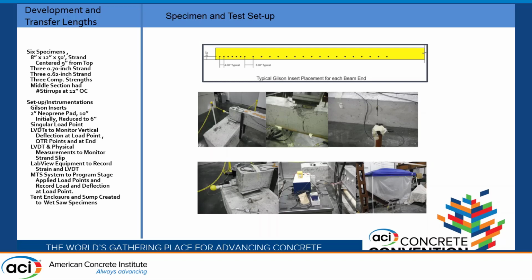50-foot, 8-inch by 12-inch pre-stressed beams. We had six of them. Three of them had the 0.7 strand in it, and three of them had the 0.62, 330 KSI strand in it. We pre-stressed these, and we put a point load as close to the end of it as we could to determine if it would fail in slip or flexure, trying to isolate where the exact measured transfer development length occurred. And of course, we had different LVDTs and other instruments that we monitored. As we did the specimens, we would cut off the cracked end of the beam and reuse the beam as much as we possibly could, one end and the other, and in some cases more than that.